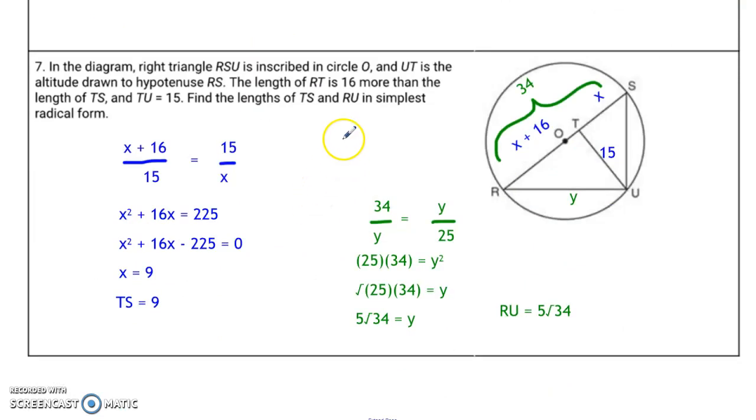Question number 7 was another two-parter. This one wasn't so bad either. All you had to know was what you didn't know. I don't know TS, so that's x. I also don't know RT, and it tells us that RT is 16 more than TS.